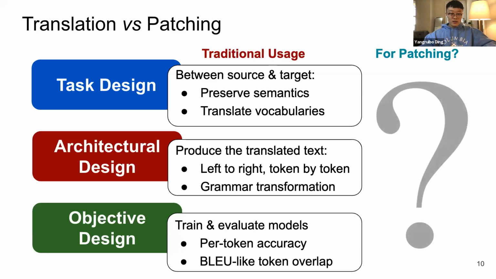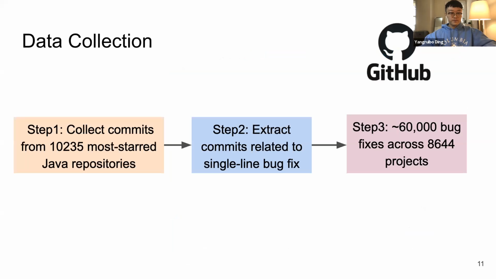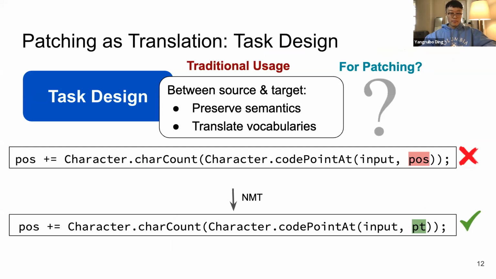After understanding the three aspects of neural machine translation, we also hope to reason about program repair in the same way. To do that, we collected bug fixing data from more than 8,000 projects and got more than 60,000 bug fixes at the end. We manually checked hundreds of bugs and confirmed most of them are indeed bug fixes. We used this dataset for this paper.